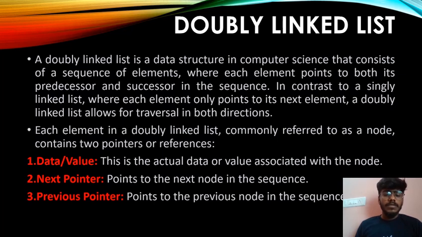First we should discuss data. This is the actual data or value associated with the node. Next pointer points to the next node in the sequence. Previous pointer points to the previous node in the sequence.